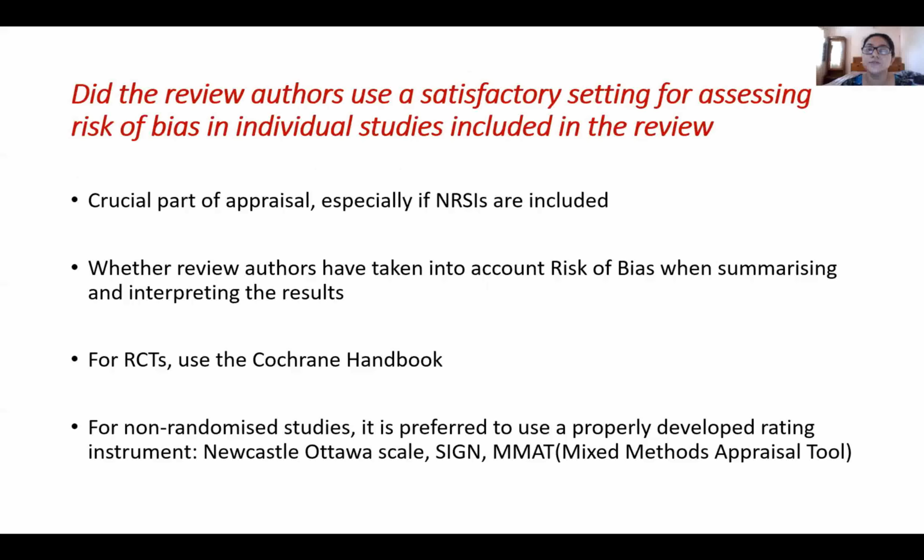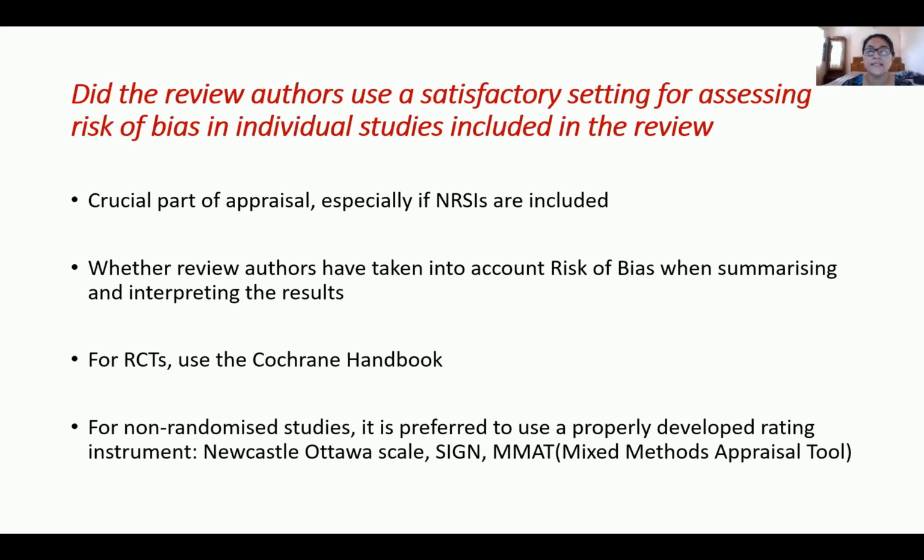Did the review authors use a satisfactory technique for assessing the risk of bias in the individual studies included in the review? So how was the risk of bias assessed in the studies? The assessment of the risk of bias is a crucial part of appraisal, particularly if non-randomized studies of intervention are included. Risk of bias is less in case of randomized controlled studies. So the appraisers have to take into account whether the review authors have taken into account the risk of bias when summarizing and interpreting the results.